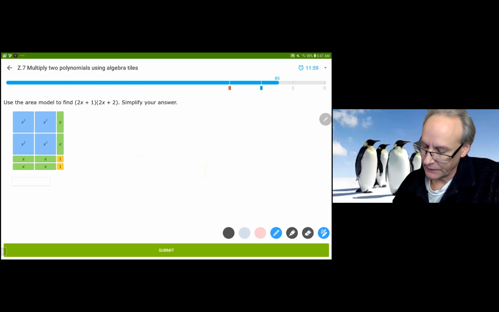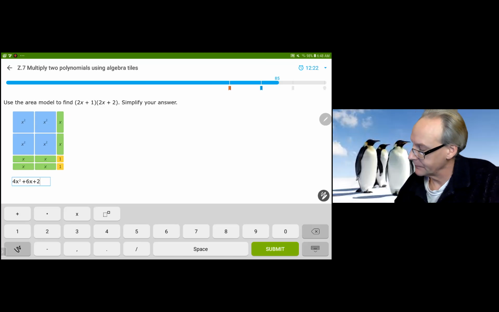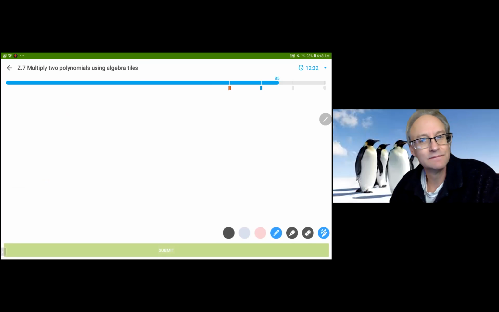Okay, we've got a 4x squared. Let me get rid of this for a second. 4x squared. And we've got 6x. See the 6 green x's there? There we go. And we got plus 2. They may have us model some negatives, maybe. We'll see, hopefully. Remember, you always have the option of multiplying these as well, which does give me a 6x in the middle. Yep, it's correct. I like to double check every once in a while.